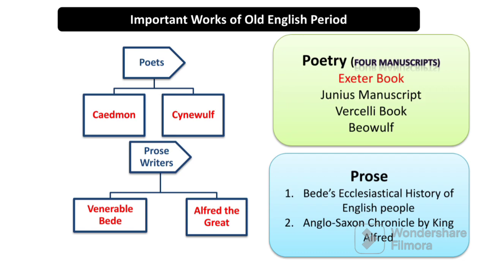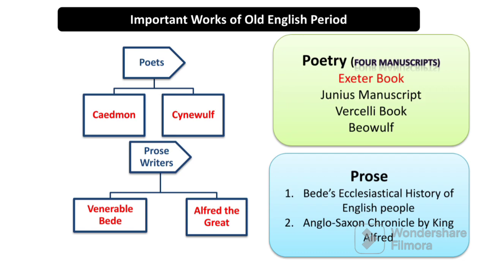We have very few manuscripts left. In poetry, we have 4 manuscripts. First is the Exeter Book, which is very important. In this, you will find so many important works. Then there is the Junius manuscript, the Vercelli Book, and Beowulf, which is an epic poem. So these 4 manuscripts we find from the Anglo-Saxon age, and we have only this much information about the Old English period, the Old English poetry.